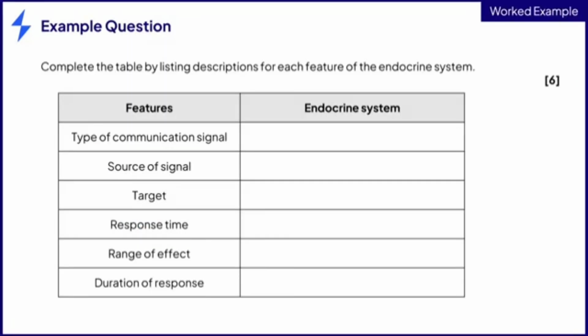Here is an example of a type of question you may get asked about this topic in an exam. You're being asked to fill in the gaps in the table to describe features of the endocrine system. Starting with the type of communication signal, we have hormones that spread messages within the endocrine system. The source of this signal are the endocrine glands.